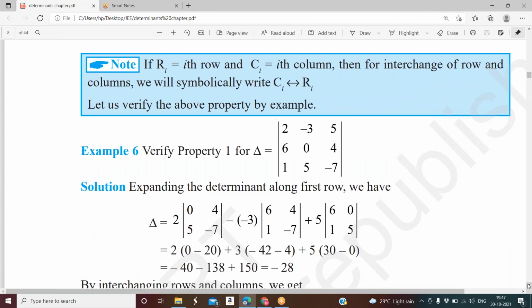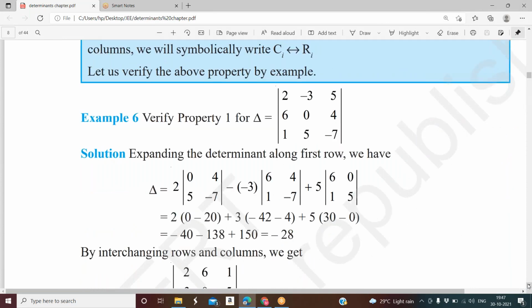So here property 1 is verified in this example. What is delta? Delta is the determinant 2, minus 3, 5, 6, 0, 4, 1, 5, minus 7. In this example, they are verifying property 1. So first let us find the determinant value of delta.